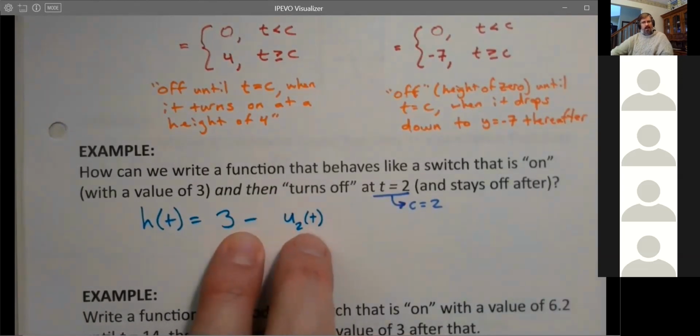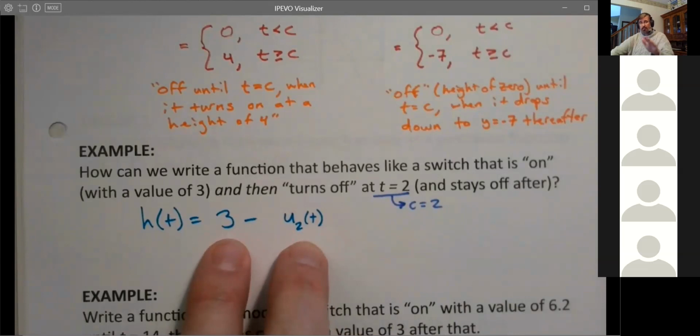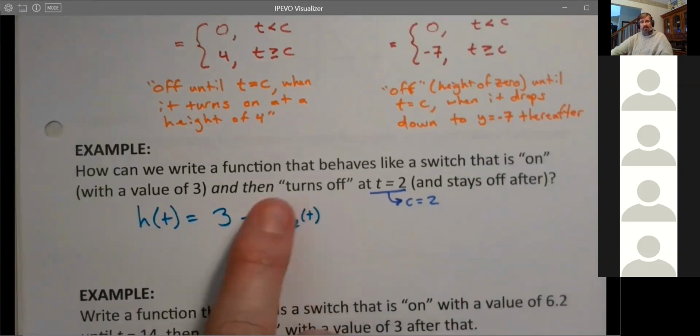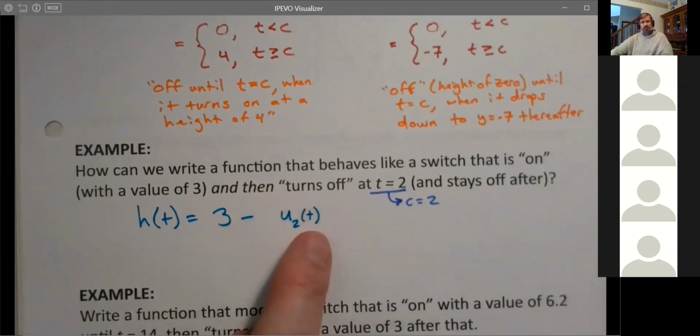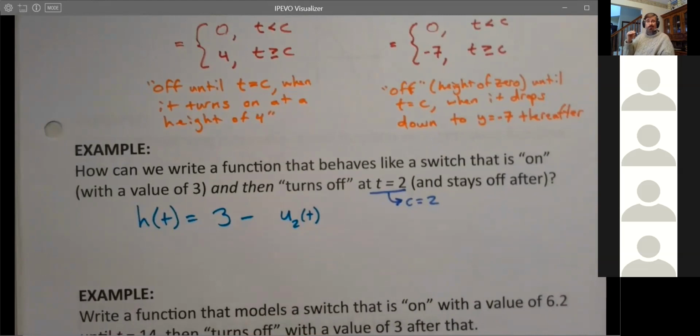So what do I have to do to modify this guy right here? I want this thing after t equals 2, I want it to be 0. So I want it to be 3 minus 3. So how do I make this second term? How do I make that unit function jump up to 3 and subtract 3 from 3? 3 minus 3 u sub 2 of t.